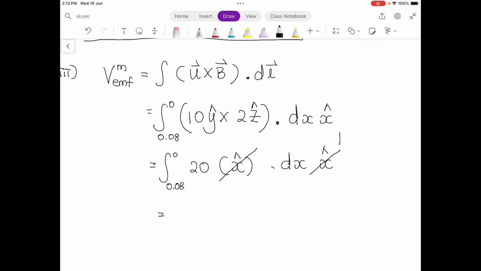Alright, so you will get negative 20 multiplied by 0.08, which gives negative 1.6. Don't worry about the negative sign. It just shows you the direction of the current flow, which opposes the direction of the original magnetic flux density. So this one is the motional EMF. Right. So this is question number 2.